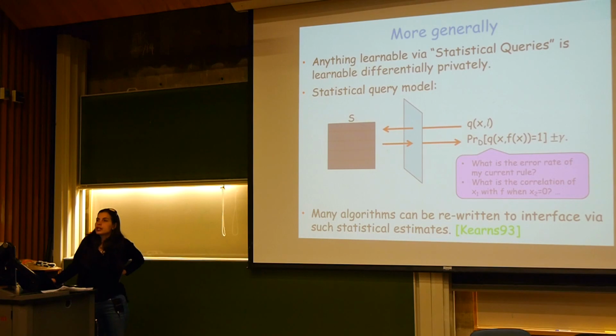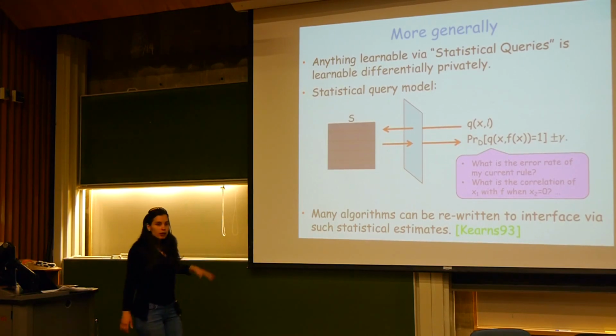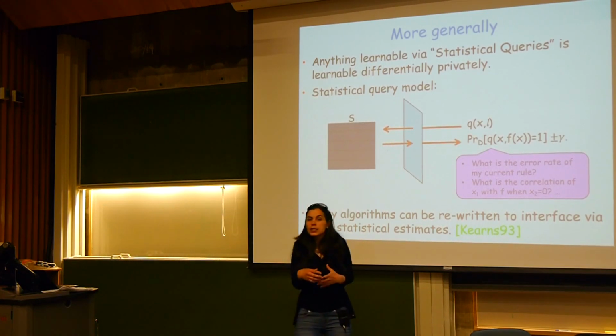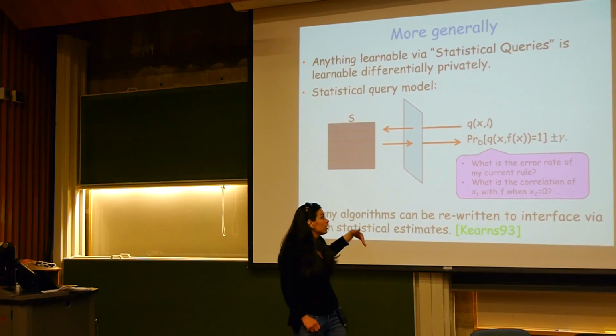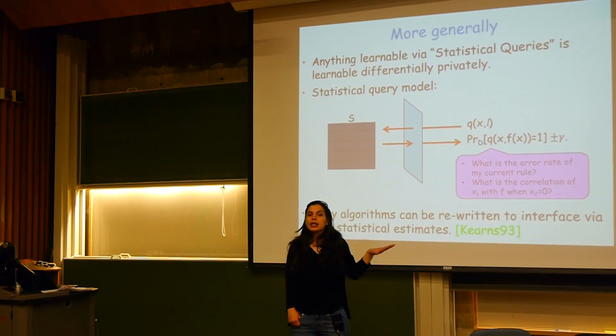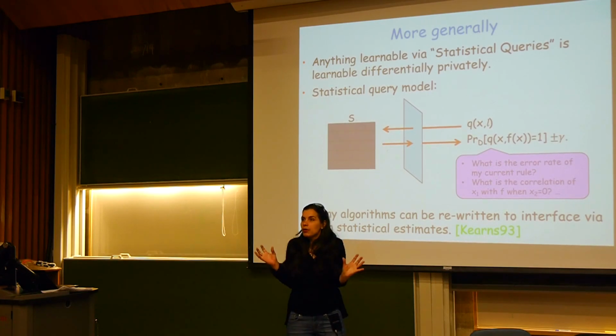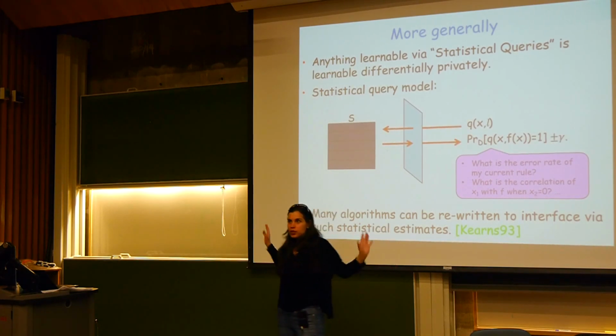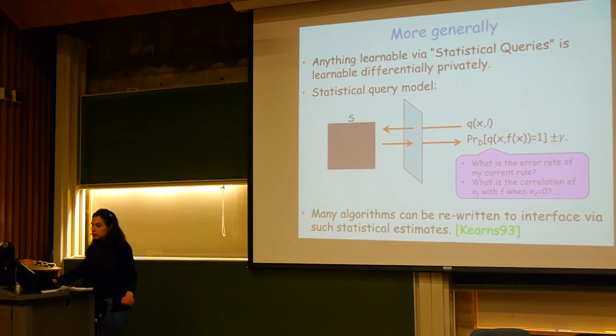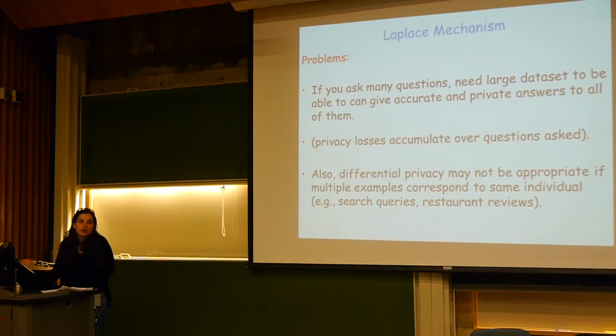It turns out that many of the machine learning algorithms that we've been talking about can be implemented so that they only operate with the data via statistics. Michael Kearns formalized this. He introduced the so-called statistical query model back in '93, and you can formally prove that any algorithm that can be implemented using statistical queries can be made differentially private. And you can give precise bounds on how many samples you need to be differentially private and achieve good accuracy. So there is a very general technique here that can help us design differentially private algorithms.